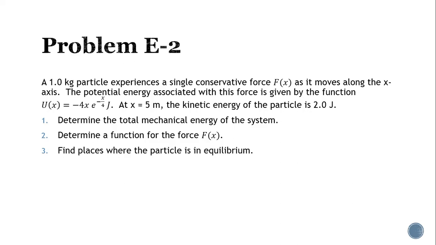So let's take a look at a function here, and let's say we have a 1 kilogram particle experiencing a single conservative force, f of x, as it moves along the x-axis. And let's say we define the potential energy associated with this force as given by the function negative 4x e to the negative x over 4 power in joules. And it says at 5 meters, the kinetic energy of the particle is 2 joules.